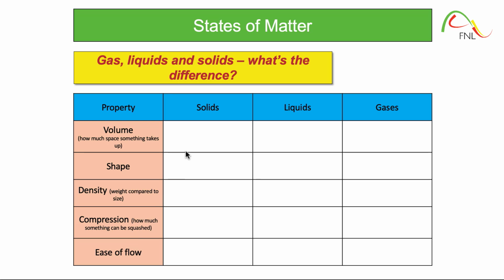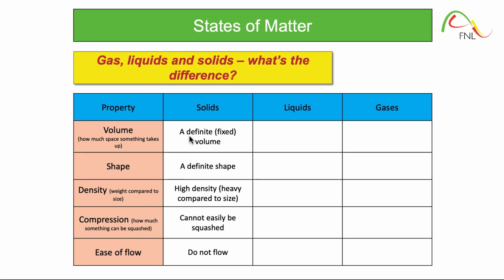Start off with solids first of all. Solids have a definite or fixed volume. So the mug I've got has a fixed volume. Then a definite shape. I'm looking around at all the solids where I'm working from, and they've got a definite shape. High density. Solids are pretty heavy compared to their size. Cannot be squashed. As I said, the chair I'm sitting on cannot be squashed. And solids do not flow. I can't pour a solid.